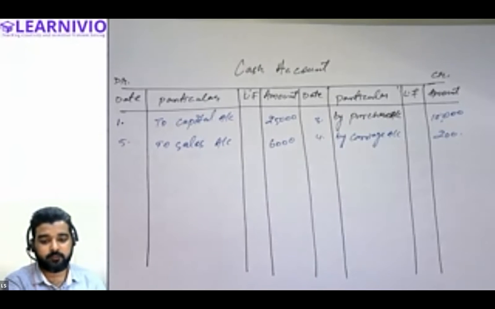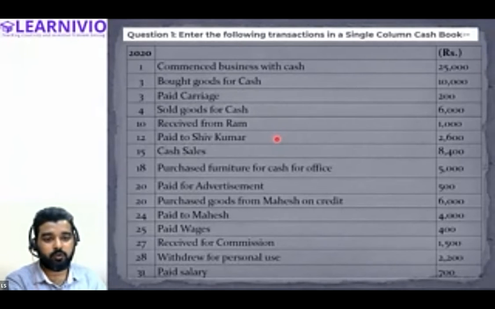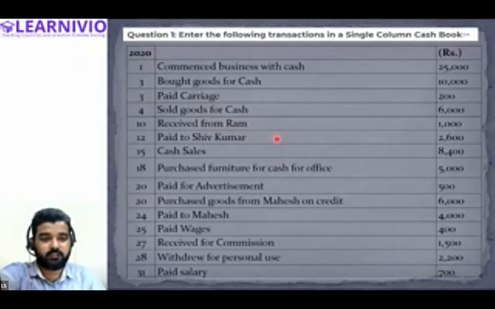Now Halima will tell me, on the 10th, we have received from Ram. We are receiving cash 1,000. What will happen? How will I record this transaction in the cash book? Sir, here name is mentioned, so it's creditor. No, name is mentioned, but it is basically saying that Ram is paying the amount. So we are not selling or purchasing anything. We are receiving amount. So received from Ram.